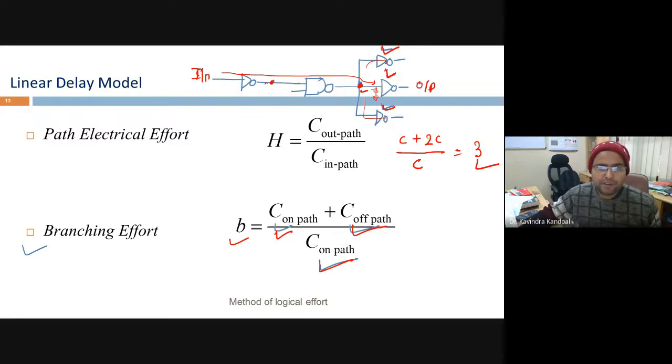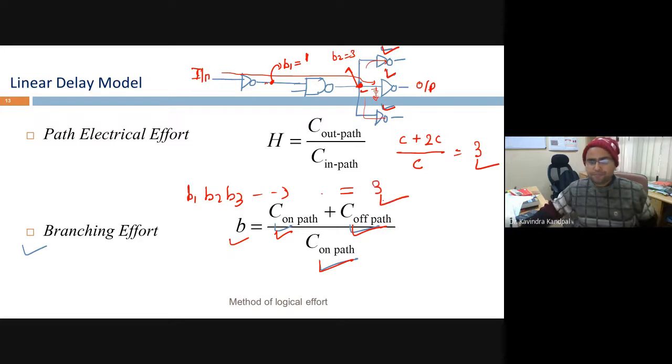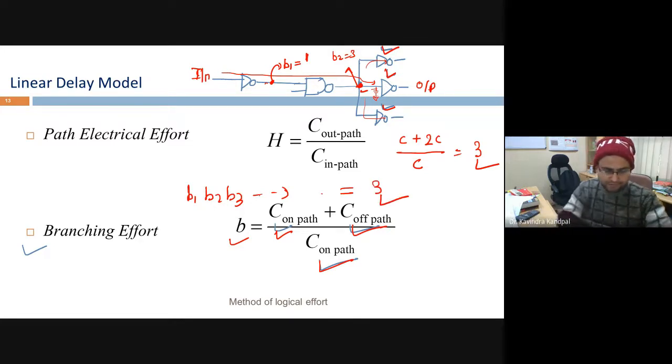What is the branch effort here? Capacitance in on path is C, and there is no off path, so the capacitance in off path is 0, divided by C on path. So C by C happens to be unity. So B1 here is 1. At this node, you can see B2 is 3. So net branching effort is B1 into B2 into B3 and so on. So this is 3. Understood?